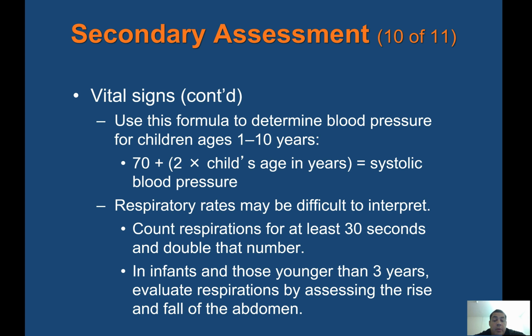Use this formula to determine blood pressure for children ages 1 to 10 years. 70 plus 2 times the child's age in years. It's going to be your systolic blood pressure.